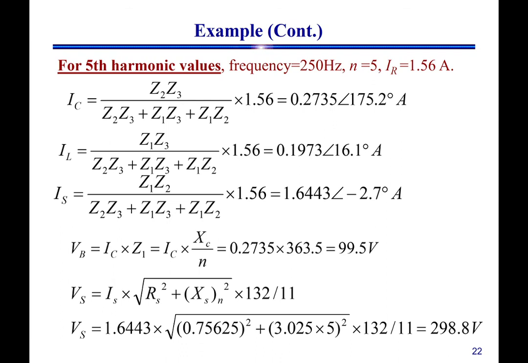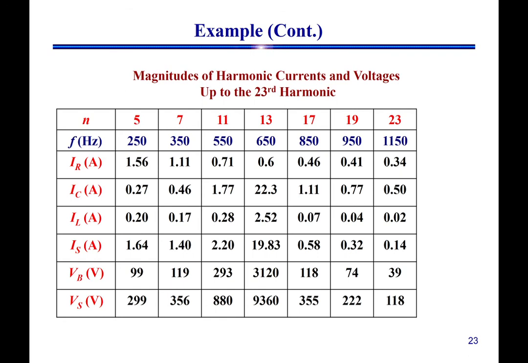And then again, we find V source and refer it to the high voltage side. So this will be V source for the fifth harmonic. This will be our final result. For the fifth harmonic, we have the current that passes through the capacitor bank, the current that passes through the load, the current that passes through both the transformer and source impedance, the voltage at node B, and the source voltage. And then we can do it for the rest of the harmonics.